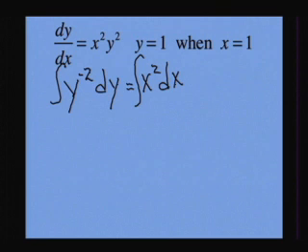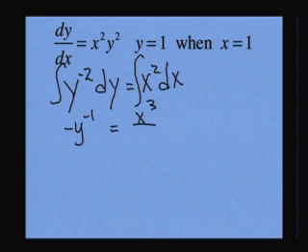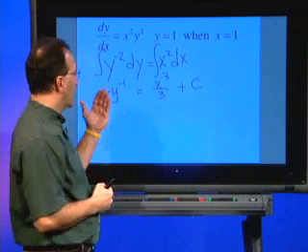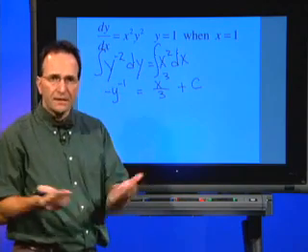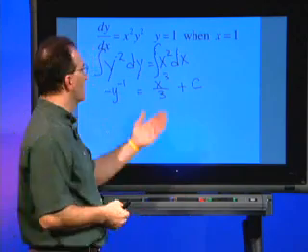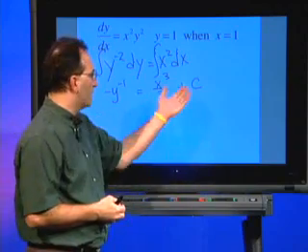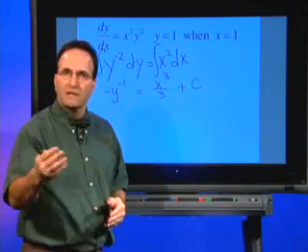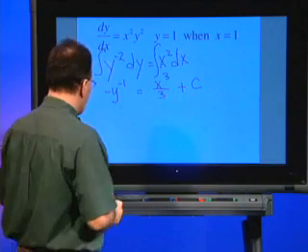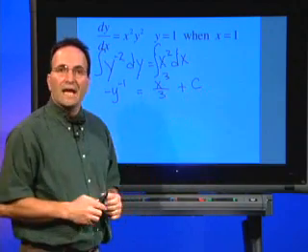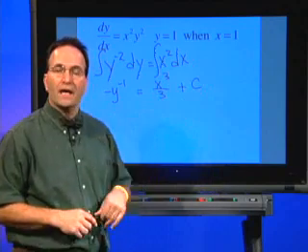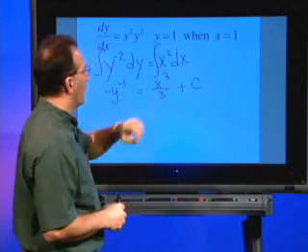And now what we have is negative y to the minus 1 is equal to x cubed over 3 plus c. And even though on both of these we would have technically a plus c, we can combine whatever that constant is to be on one side, and hence I've put it on the side with the x's, although it really makes no difference. So now the next step is we know that when x is equal to 1, y is equal to 1, and that would allow us to solve for c.